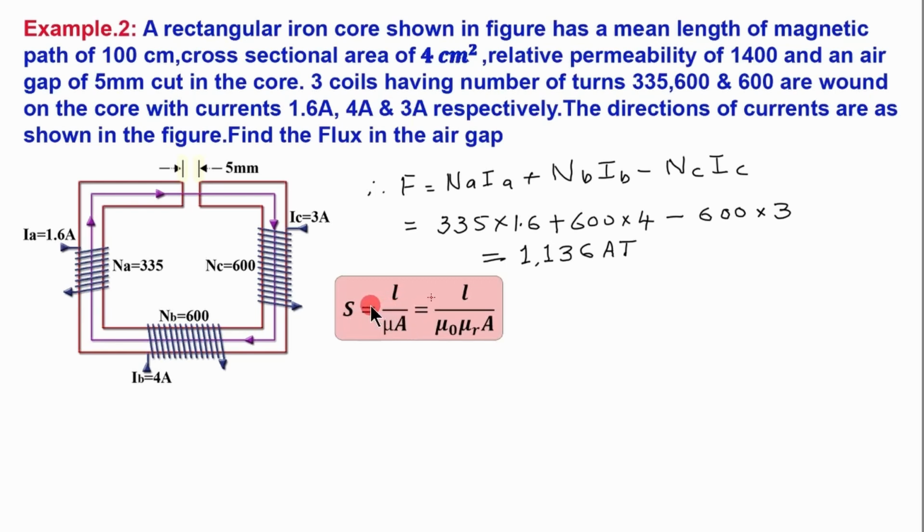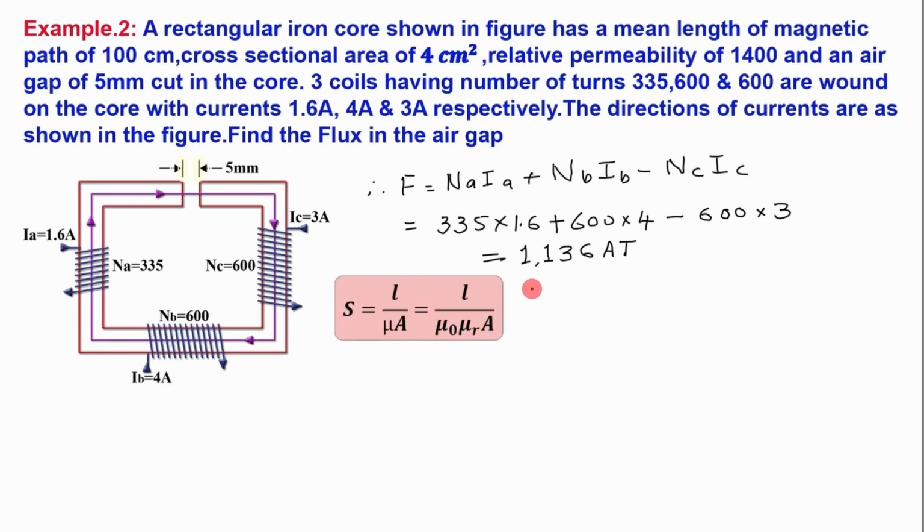We know that reluctance depends upon the length and area of cross section. That is, reluctance S is equal to L by mu into A, which is equal to L by mu 0 mu r into A. Mu 0 is the permeability of air or vacuum, and mu r is the relative permeability of that material. Reluctance of this air gap SA is equal to this length 5 mm divided by mu 0, permeability of free space, into this area of cross section, that is given as 4 cm square.